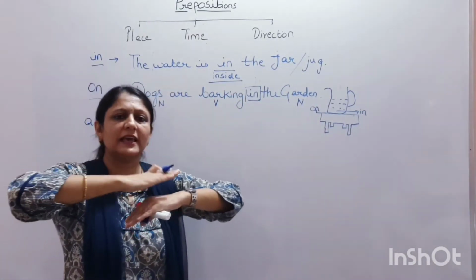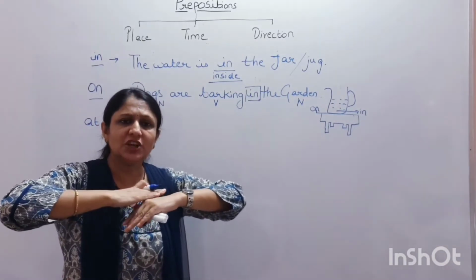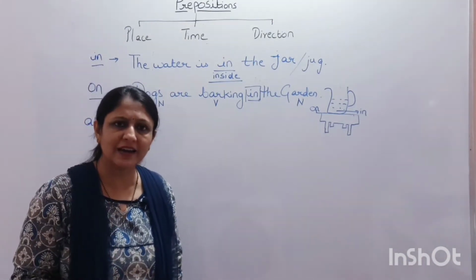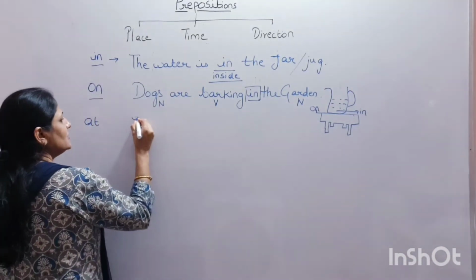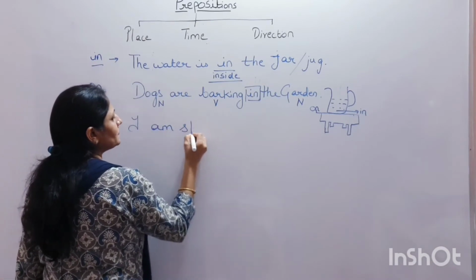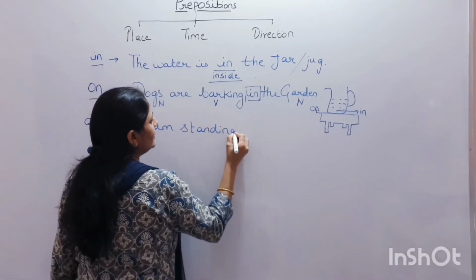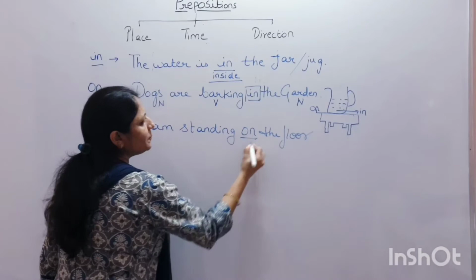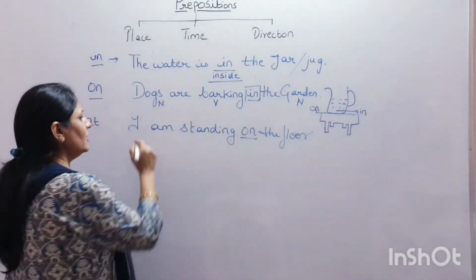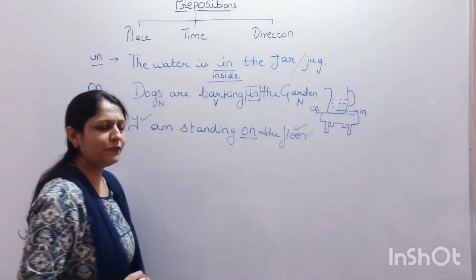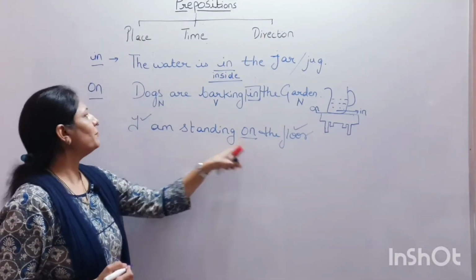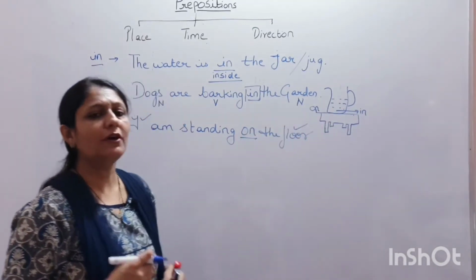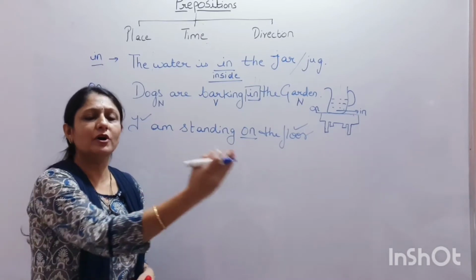When something is kept on something, touching the surface, we use the preposition on. For example, where am I standing right now? I can make the sentence, I am standing on the floor. So this is how the preposition on is telling the relationship between I and the floor. So on is again used as a preposition of place. Now again I can also say the jar is on the table or anything. We can say the box is on the table.